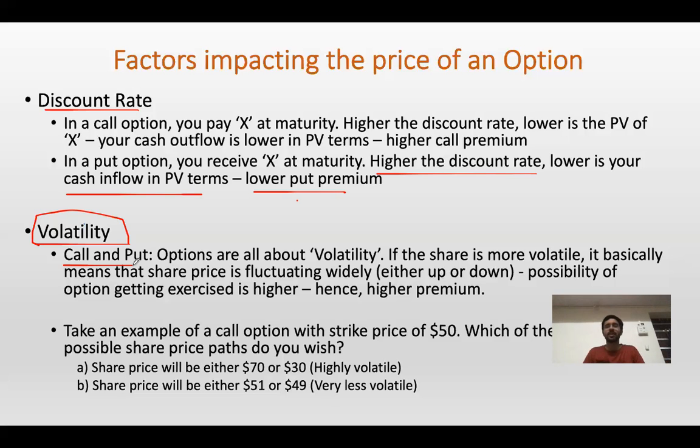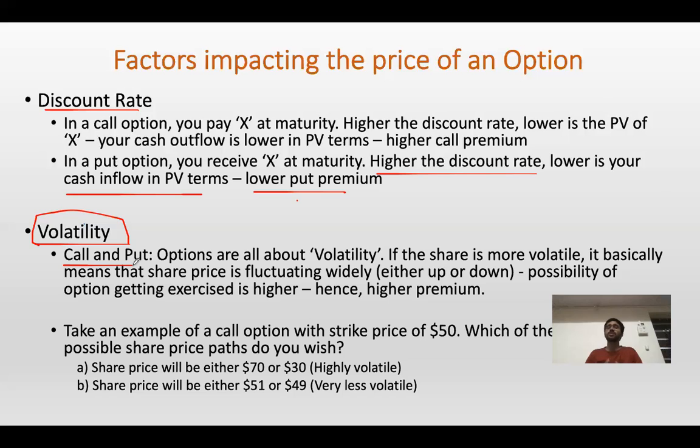Why? If the share is more volatile, it basically means that the stock price is fluctuating widely. That is the meaning of volatile, right? The stock price is moving from 100 to 110, falling to 90, going up to 120, falling to 80. That means it's more volatile. What is called less volatile? 100 to 101, 101 to 105, 100.5, 100 to 99, 99 to 100. The range in which it is moving is very minuscule. That is called a low volatile stock.